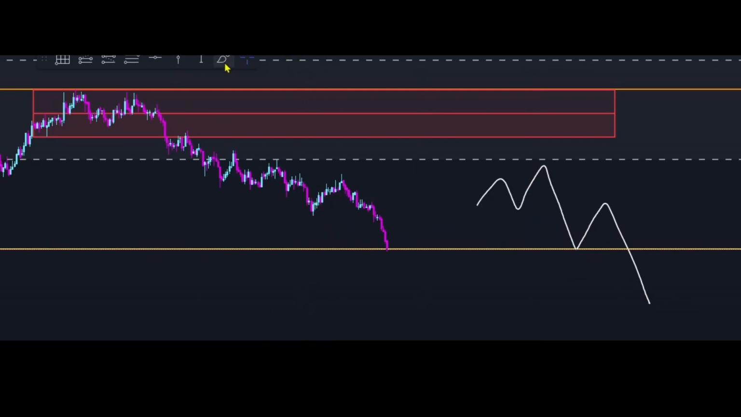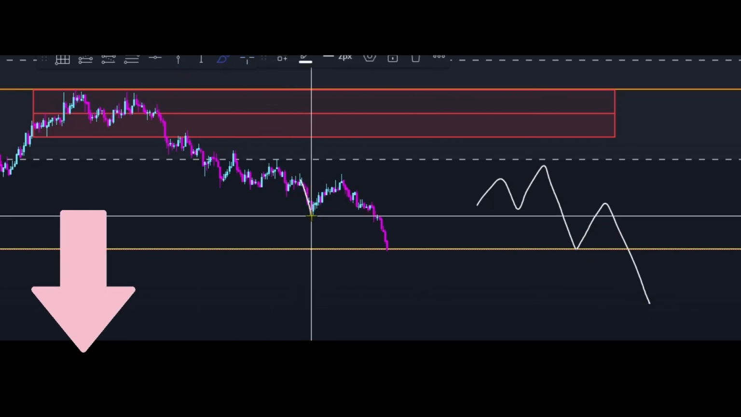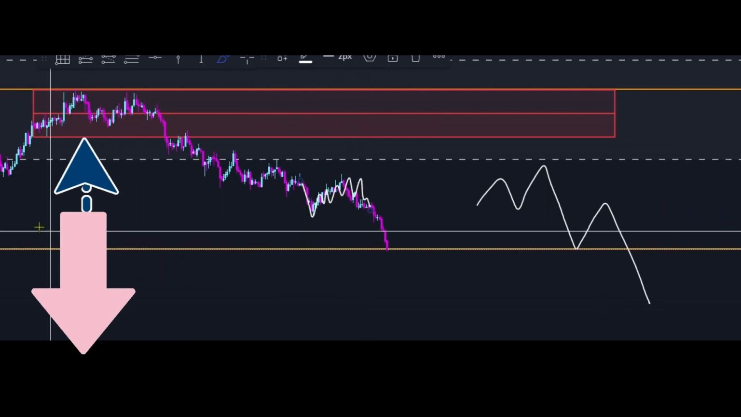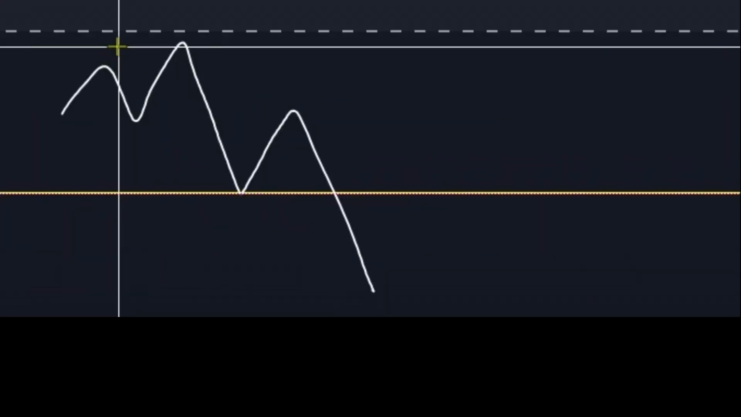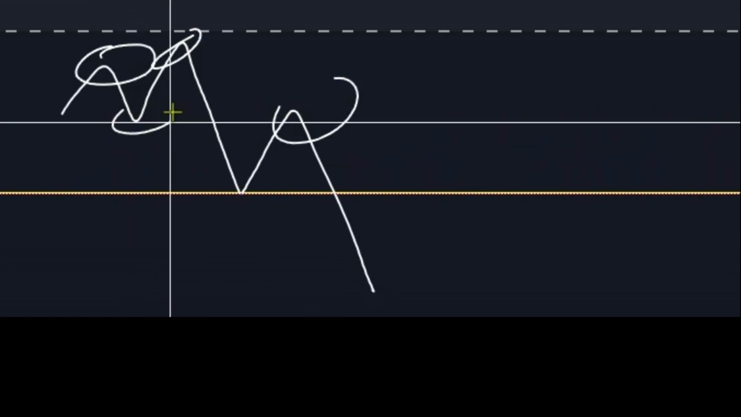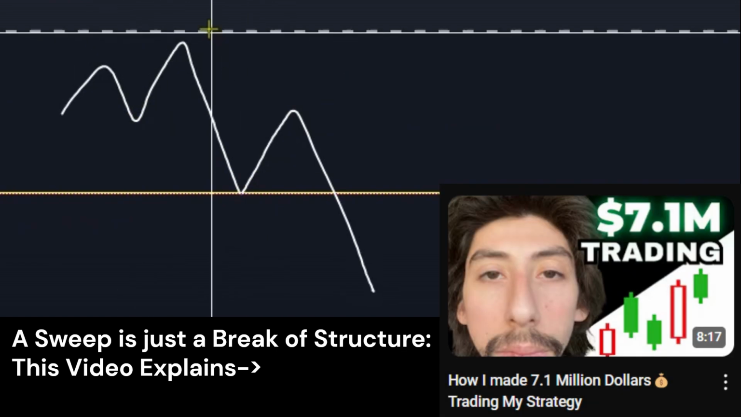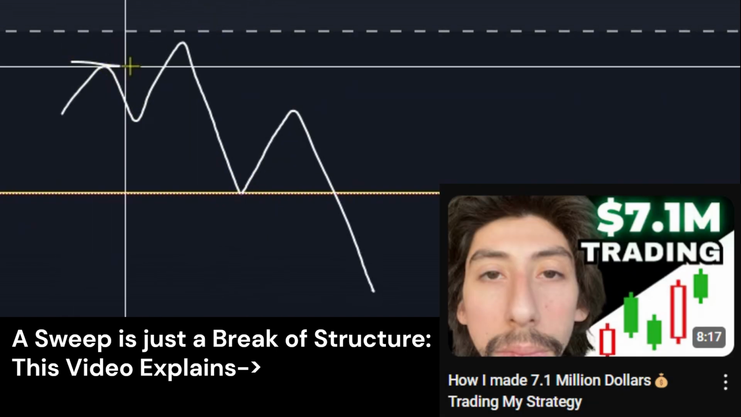So see these charts right here? Every pink candle is down, every blue candle is up, and down, up and down. We're always moving up and down. All these highs are swing highs. All these lows are swing lows. And we're looking for the sweep. So we see the sweep right here. A sweep is just a break of structure.